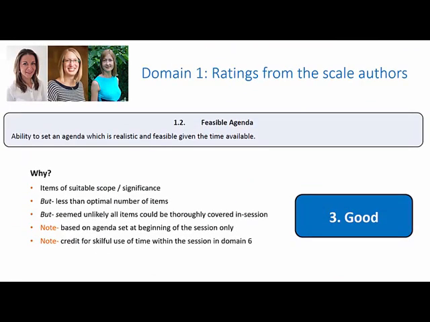So now moving on to item 1.2, the feasibility of the agenda. We assigned this a rating of 3 good. This is because the items seem to be of suitable scope and significance, but we did note that the number of items on the agenda may not have been optimal.